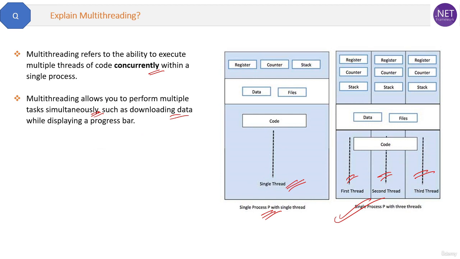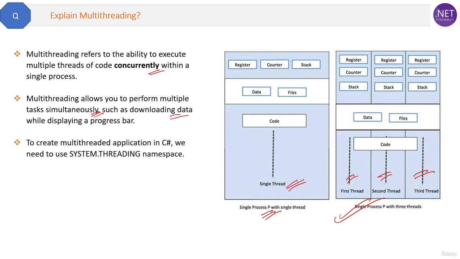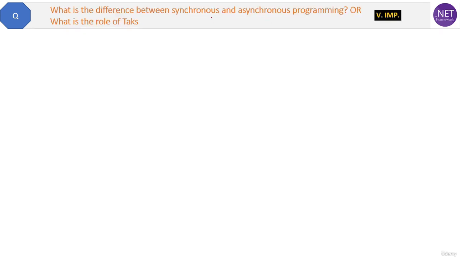Now to implement multi-threading, the basic requirement is, to create multi-threaded applications in C#, we need to use the System.Threading namespace. Alright, these are the basics of multi-threading which you should know. What is the difference between synchronous and asynchronous programming?